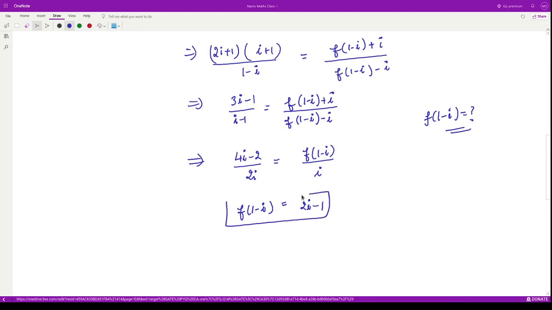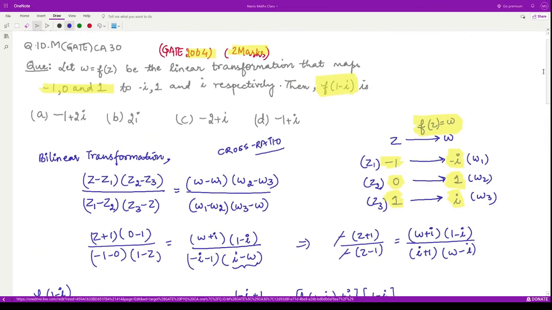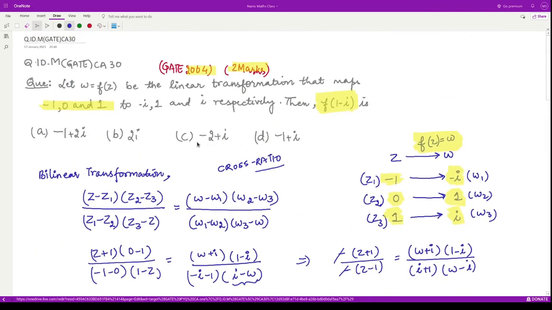So this is our final solution. So here the value of f of 1 minus iota comes out to be 2 iota minus 1. So from here, 2 iota minus 1, that means this option A is the correct option.